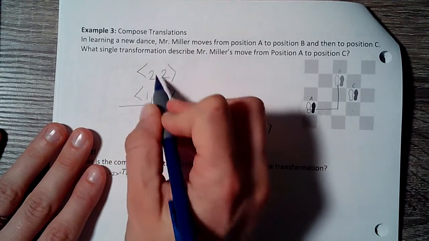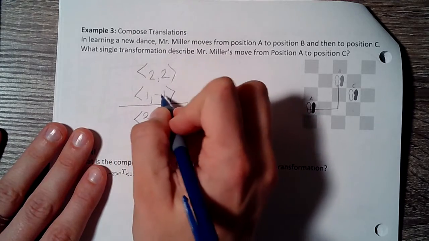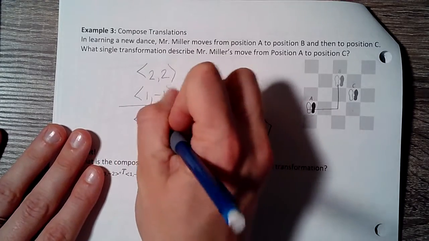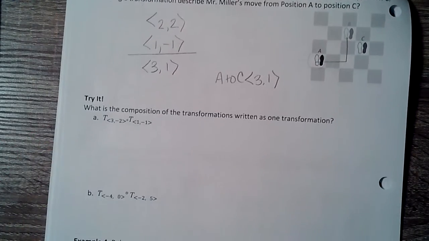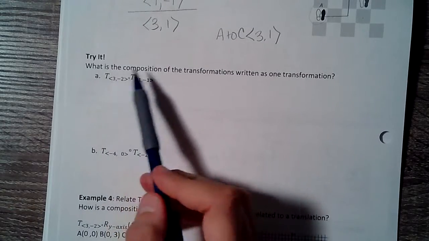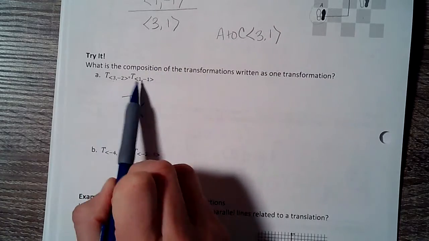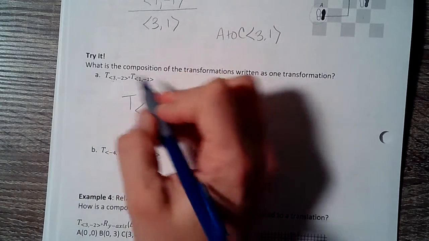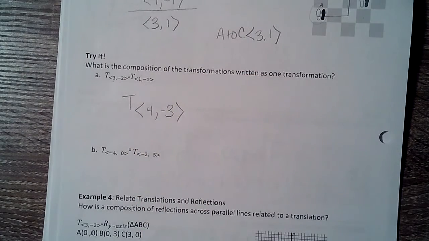What you could do is simply add these. 2 plus 1 gives us our 3. 2 and a negative 1 gives us our 1. So when you have two translations, you can just add them together. The composition of these is just adding our x movements and adding our y movements. So T becomes 3 plus 1, 4, and negative 2 and negative 1, negative 3.